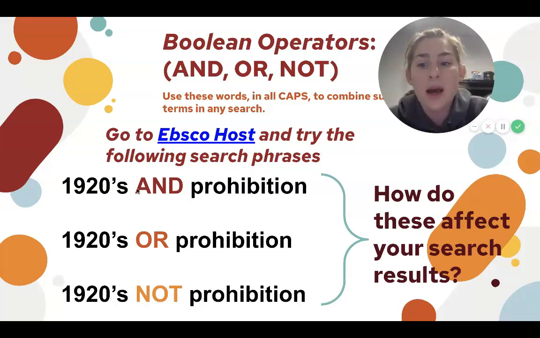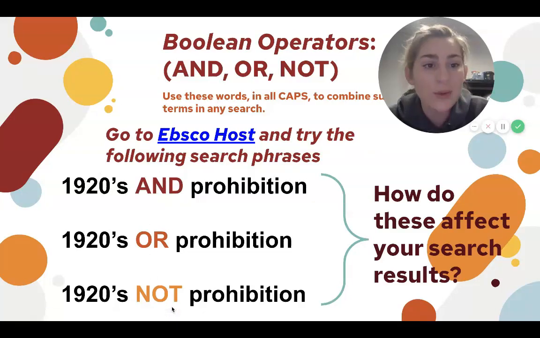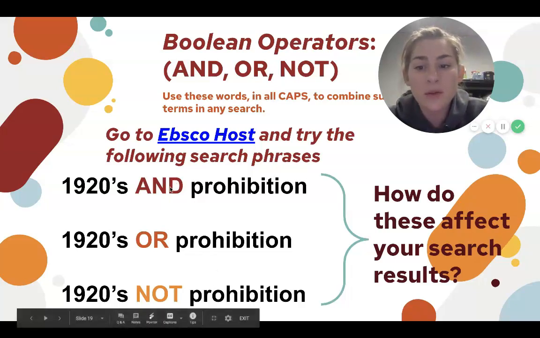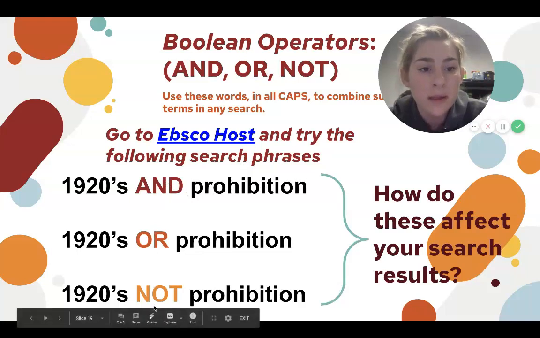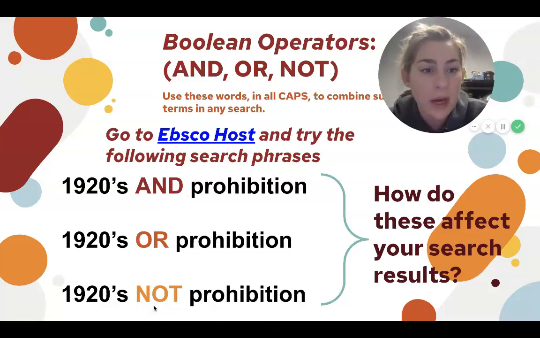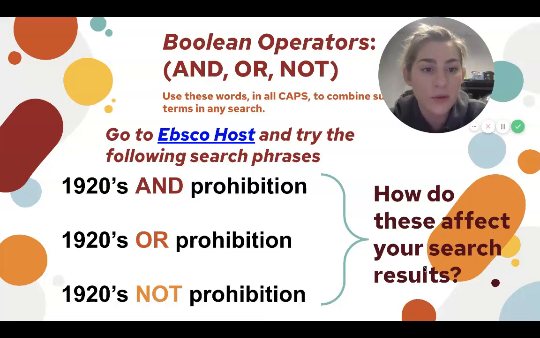I'm going to be using these Boolean operators in different ways, and you are going to be using these Boolean operators in different ways. We are going to see how using the words and, or, and not affect the results that we get back in the database. Essentially, these are all commands telling the database to either combine or keep separate these different topics. I want you to input each of these searches and notice how they affect your search results.